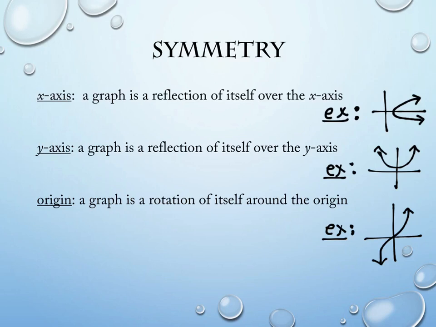So imagine if you took this piece that's up here at the top and you spun it around 180 degrees, it would land on the piece at the bottom. And the same thing is true for the piece at the bottom. If it rotated around, it would land on the piece here at the top. Okay, so that's origin symmetry.